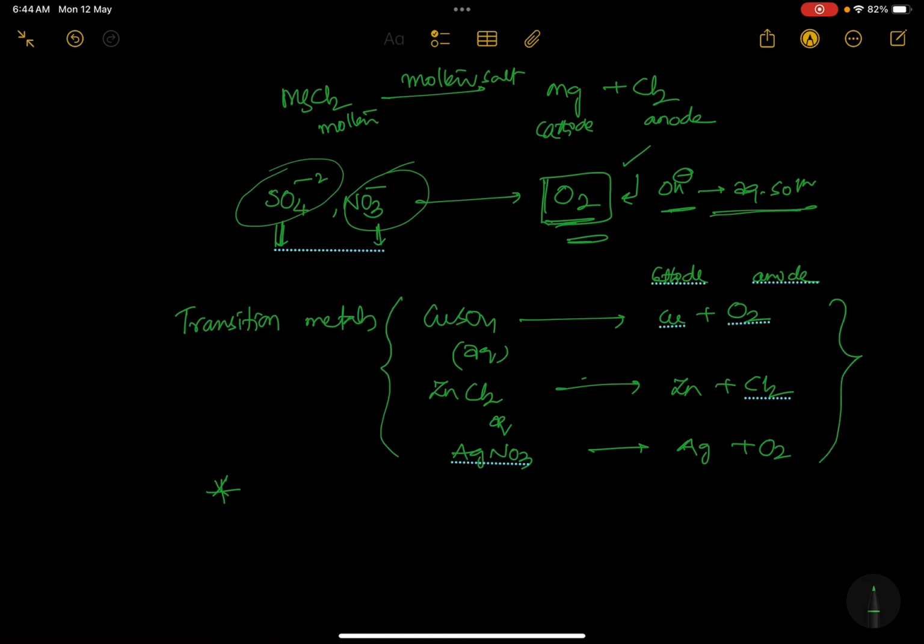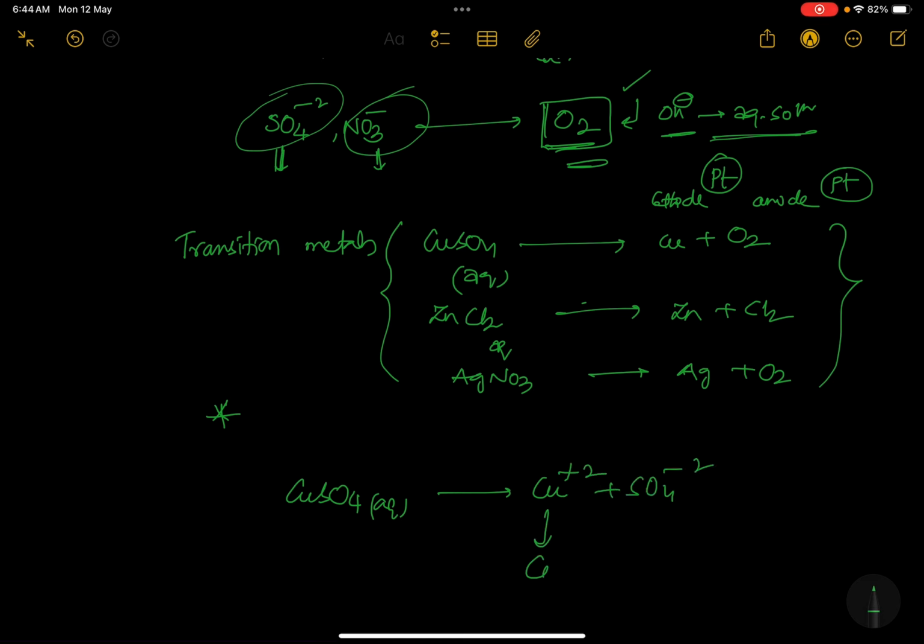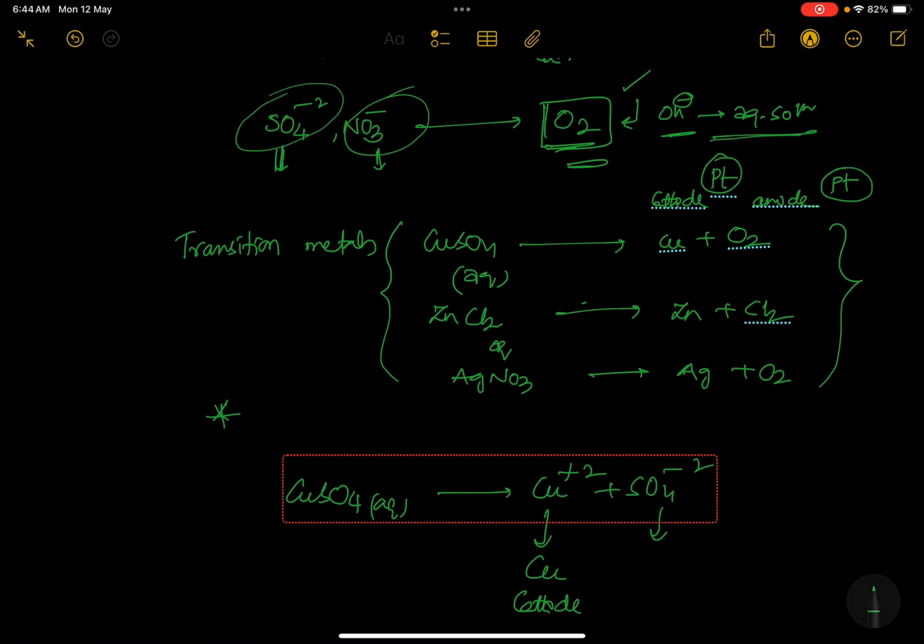In general, we use platinum as the cathode, and the anode is also platinum. Platinum electrodes we generally use as cathode and anode. But this is very interesting: copper sulfate aqueous solution gives you copper ions and sulfate ions, right? What we expect is that this will go to the cathode, and this will go to the anode.